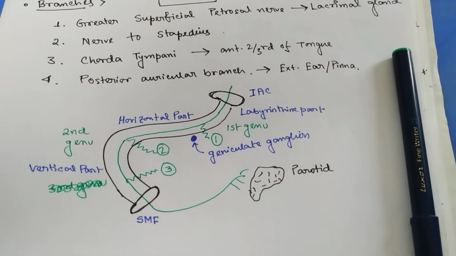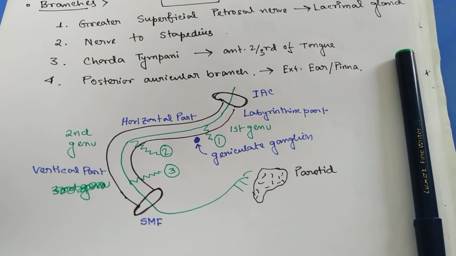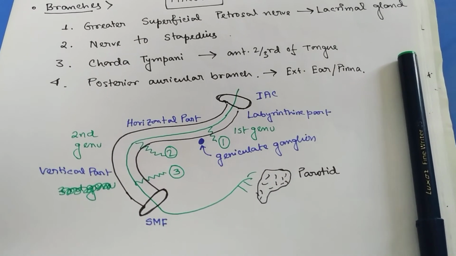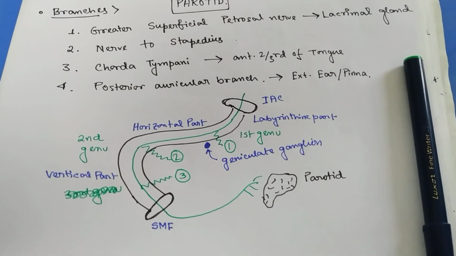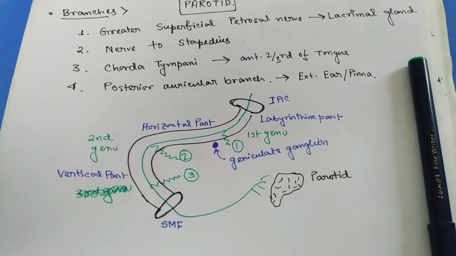And a very common type of palsy in the facial nerve, which is mainly idiopathic and sudden onset, is called Bell's palsy. So this is all about facial nerve.